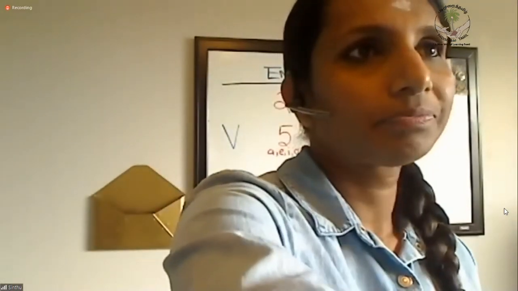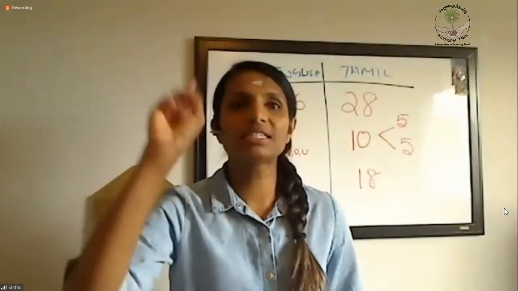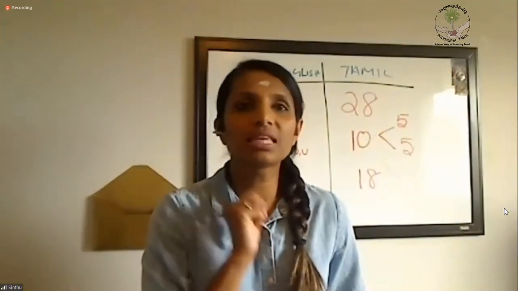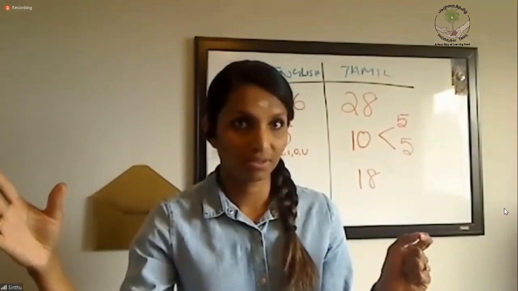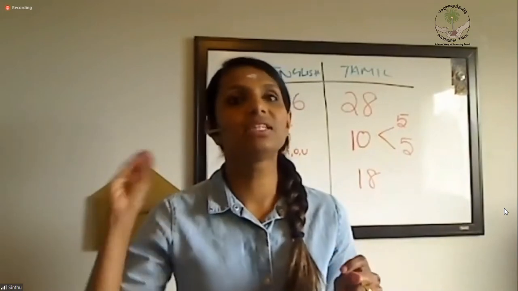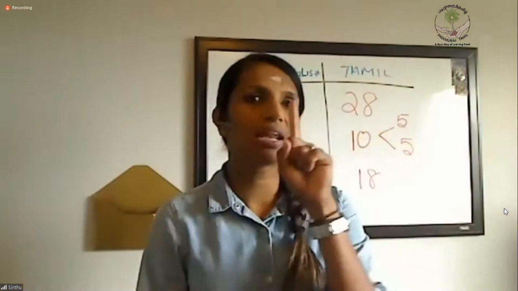Okay? So today, like I said, 3 consonants and 2 vowels. Using these 3 consonants and 2 vowels, we're going to learn a total of 11 sounds. On the 11 sounds, we're going to make syllables, and then we're going to make words before the end of the class.